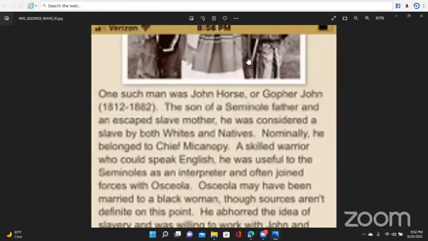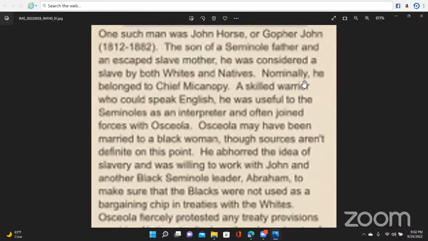Okay. "One such man was John Horse or Gopher John." That tells me he was indigenous. If his name was Gopher John, he was probably a tunnel rat. "The son of a Seminole father and an escaped slave mother. He was considered a slave by both whites and natives." That's a contradiction right there.